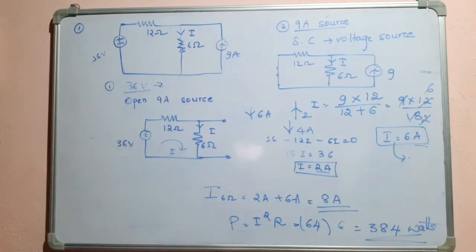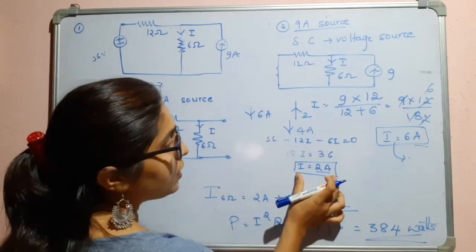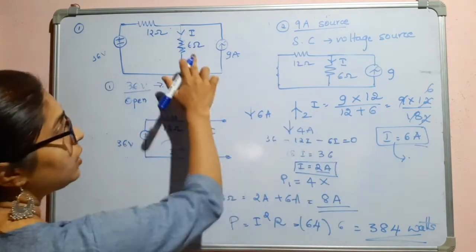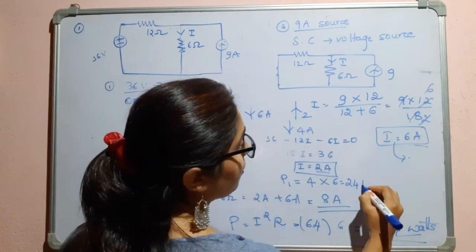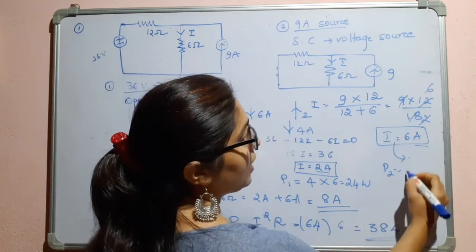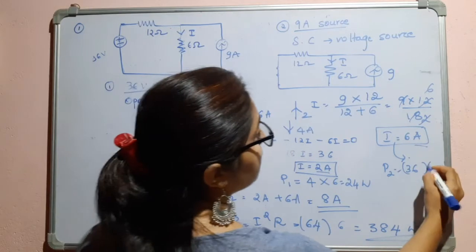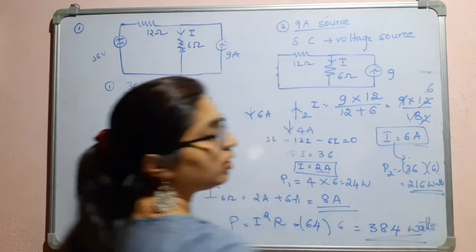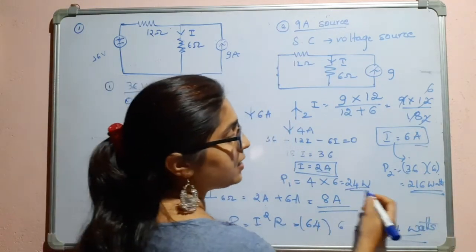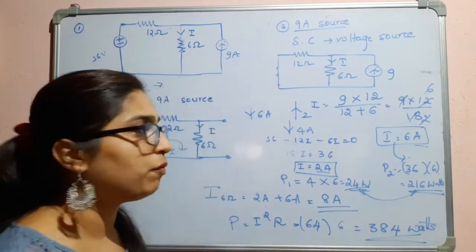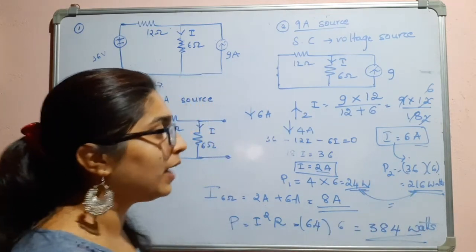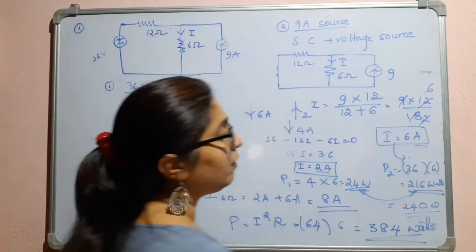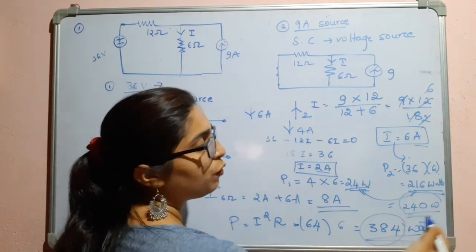So now if I consider the superposition theorem, because of this 2 ampere, if I consider the power, it will be I square into R. So 4 into 6, that is 24 watts. And due to this, it will be I square, that is 36, 36 into 6, that is 216 watts. Right? 216 watts. So if I take the sum of this, according to superposition theorem, what will I get? It will be 240 watts, right? So this is 384 watts, this is 240 watts.